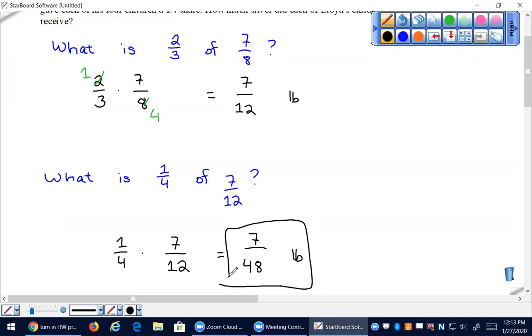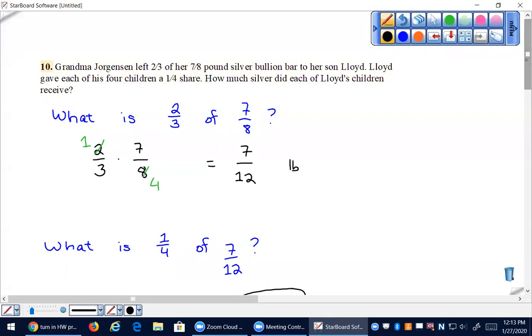Yeah. So it's not taking 2/3 away from the 7/8? No, it's not subtracting. 2/3 of means that she had this bar that weighed 7/8 of a pound. She must have had someone else in her will. So she chopped the bar into 3 pieces and Lloyd got 2 of them. So of is multiplied. You get 2/3 of something, we're not subtracting it away. We're making 3 pieces and you get 2 of them.